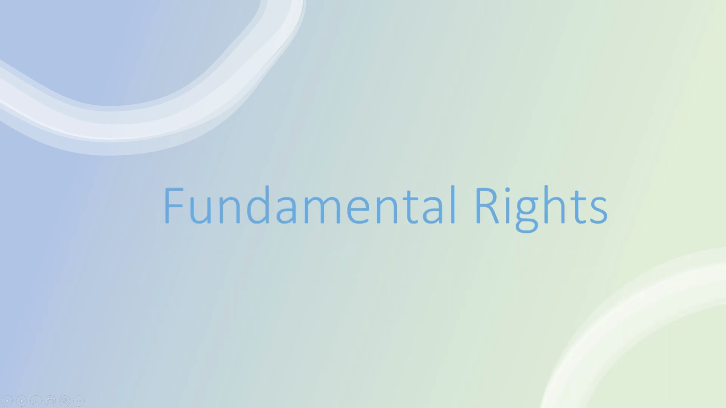Feature number 8. Fundamental rights. Part 3 of the Constitution guarantees 6 fundamental rights to all the citizens. First, right to equality, which is given in Article 14 to 18. Second, right to freedom, which is given in Article 19 to 22. Third, right against exploitation, which is given in Article 23 to 24. Fourth, right to freedom of religion, which is given in Article 25 to Article 28.